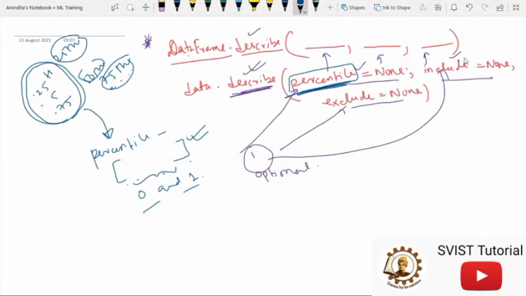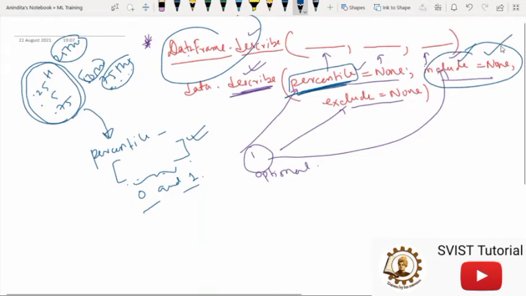Now come to the second parameter, include. It is also an optional parameter that takes the list of data types to include while describing the data frame, and its default value is none. Basically it is all about defining the data types of the data frame. And what is exclude? It is also an optional parameter with default value none, and it is the list of data types to exclude while describing the data frame. So basically these two are similar.